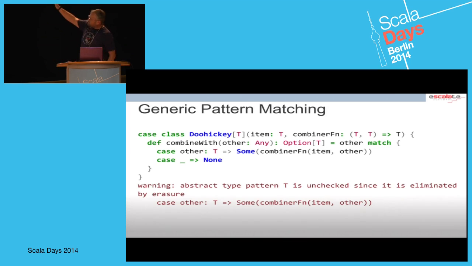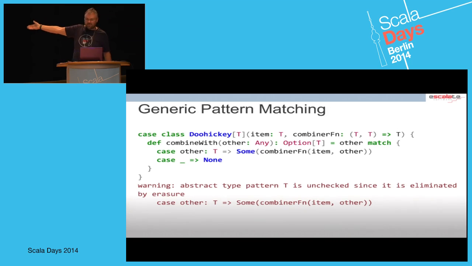I'll actually give a concrete example in a minute, but here's the classic problem. We've got a doohickey that holds onto a parameter of type T, and then we want to combine it with another thing that we're going to get passed in, an Any, and we want to do a pattern match to see if it's the same kind of thing. It also takes a combiner, how to combine one of these things that we've got with another thing of the same type. In the case of the other thing being a T, we can call the combiner. In the case of it not being a T, we're just going to give back None. So it's an Option. We give back either Some or None if we can combine it.